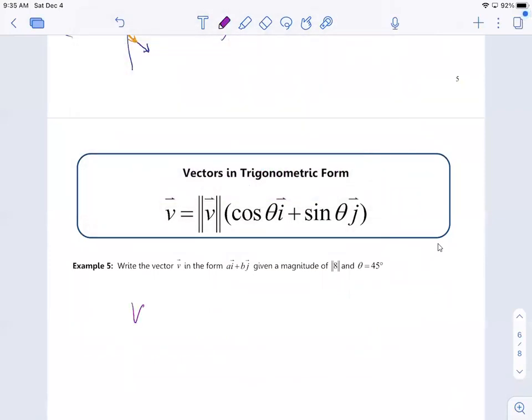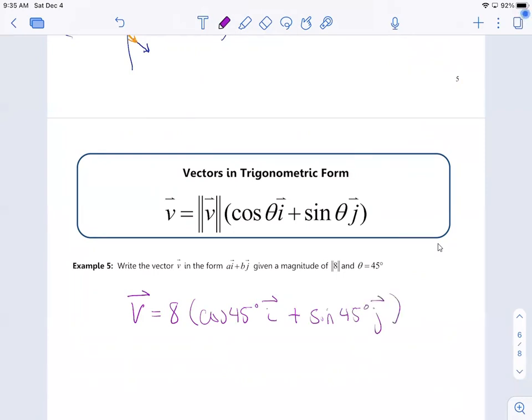So my vector v in trig form would just be 8 parenthesis cosine of 45 degrees i plus sine of 45 degrees j.